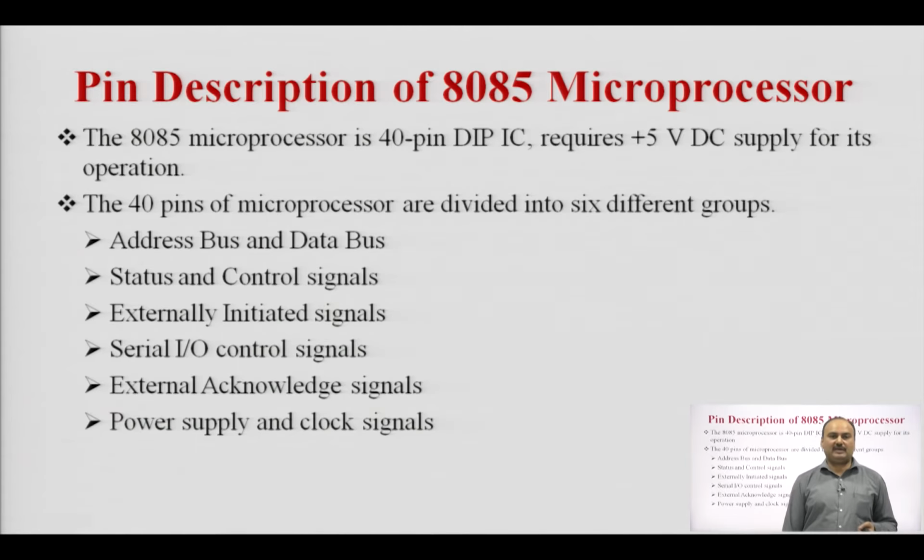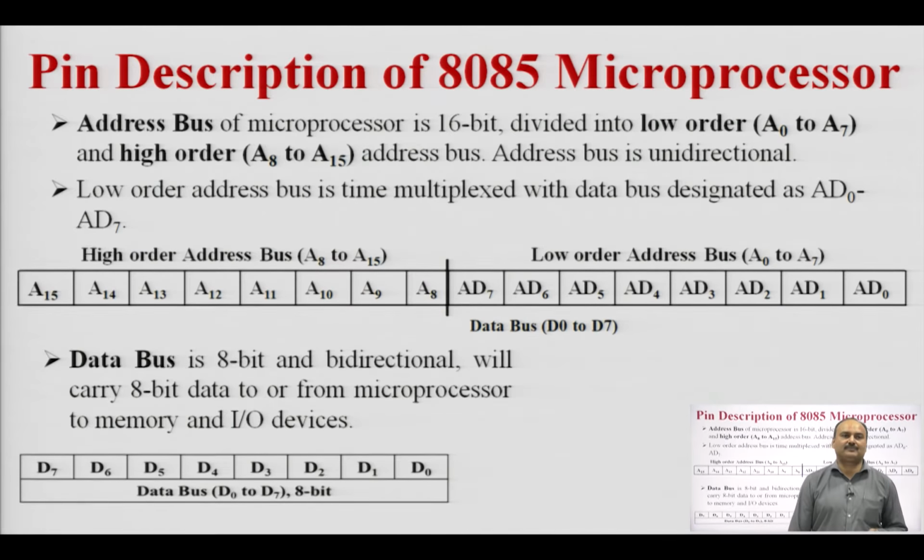The 8085 microprocessor pin diagram, as discussed, is divided into six different groups: the address bus, data bus, status and control signals, externally initiated signals, serial input output control signals, external acknowledge signals, and power supply and clock signals. So, these are the various groups in which the pins of the 8085 microprocessor are divided. It requires a plus 5 volt DC supply for its operation, and the clock input frequency is about 3 megahertz.